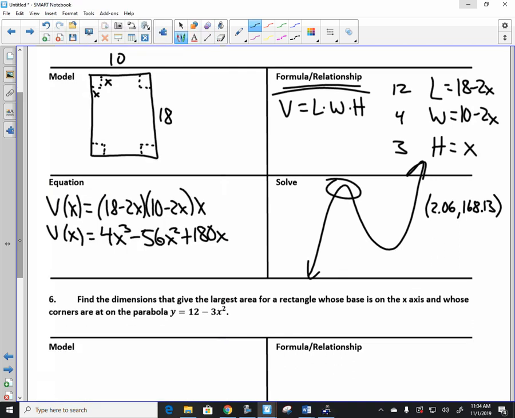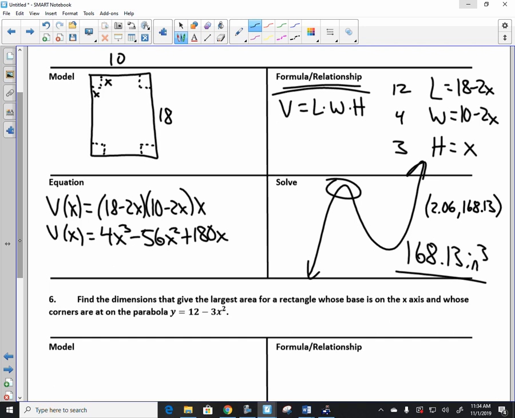What does the 2.06 mean? That's the x value. That's how much you cut off. Carson guessed 3. It's a good guess. Turns out 2.06 is best. What does the 168.13 mean? That's the y value, which is the volume. What's the problem asking for? Volume. 168.13 inches cubed. Done. Good job.